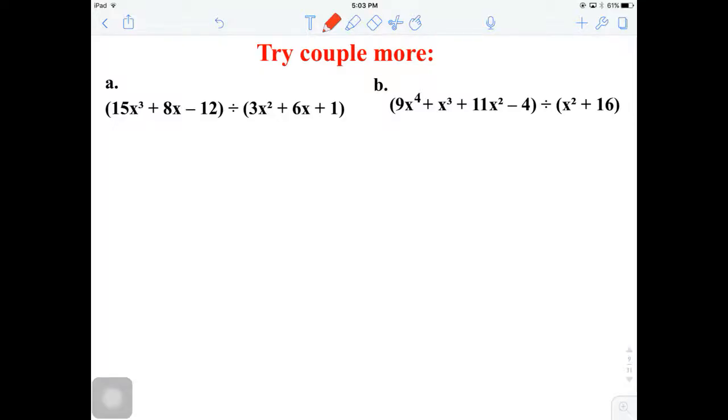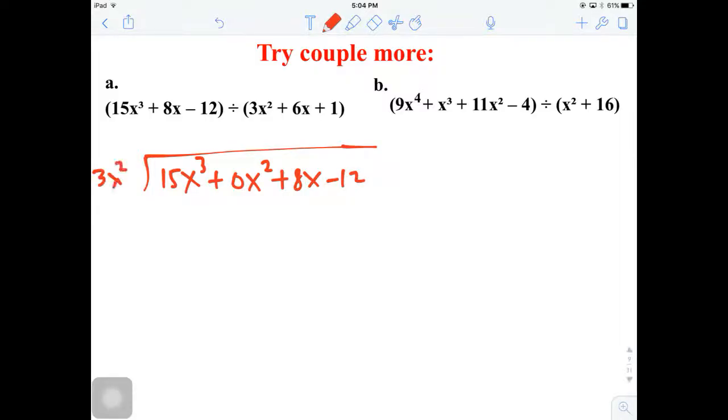So here we have a division problem. Let's go ahead and set up 15x cubed. And again, I noticed that the x squared is missing, so I'm going to line it up with a 0x squared plus 8x minus 12. And then we have 3x squared plus 6x plus 1. It's kind of ugly, but okay.